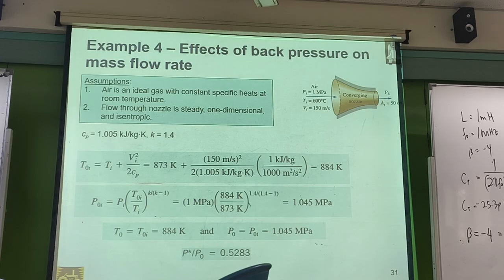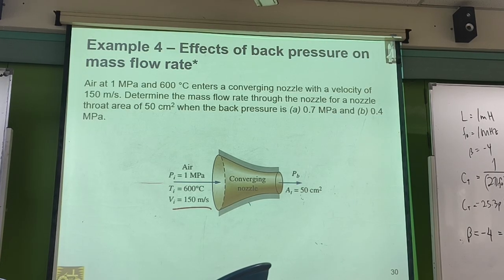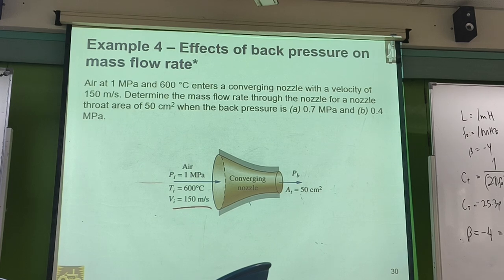So, in this case, velocity is 150 meter per second. So these are not the stagnation properties. So stagnation properties will be the first thing that you need to find out.